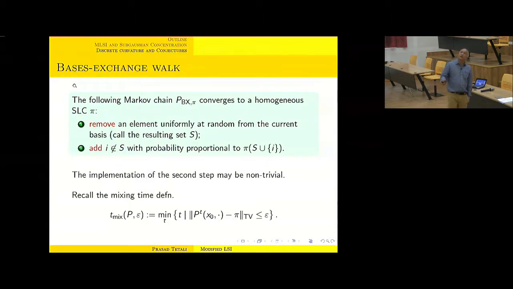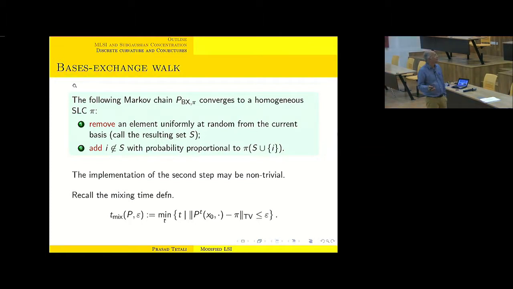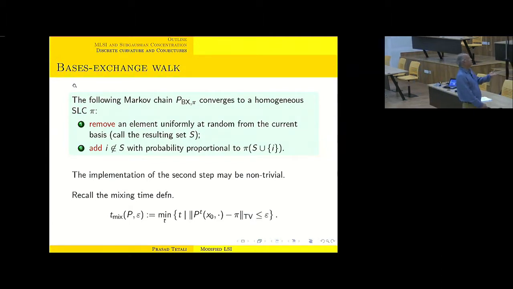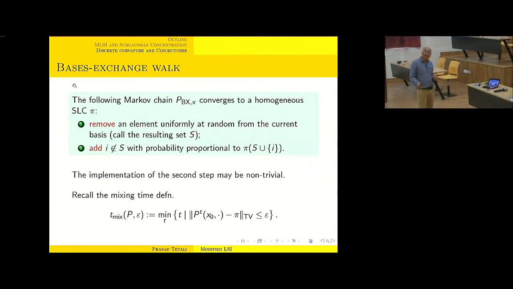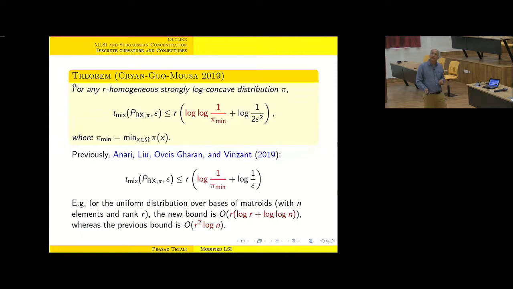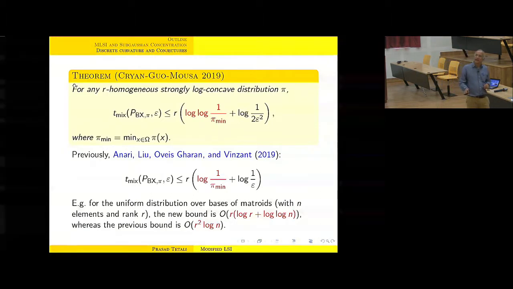So again, hopefully homogeneous strongly log-concave makes sense. This is just saying we're restricting to polynomials that are homogeneous, because all bases have the same size, right? Only on bases, exactly. However, good. I'm glad you mentioned the word independent sets because we're going to look at that in a minute.